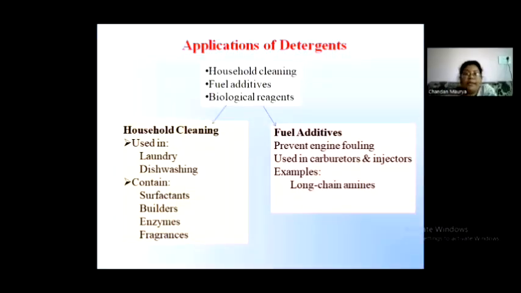Now let's come to the applications of detergents. They are used in household cleanings, as fuel additives, and as biological reagents. Let's start with household cleaning. One of the largest applications of detergents is for household and shop cleaning, including dishwashing and washing laundries.